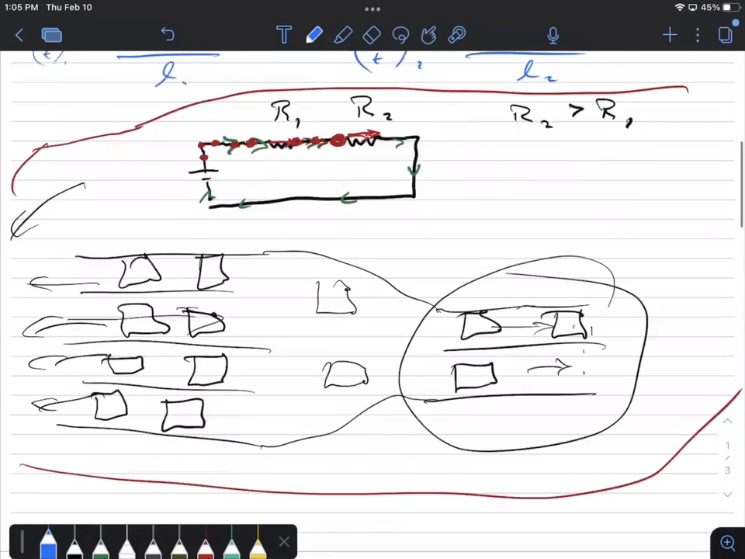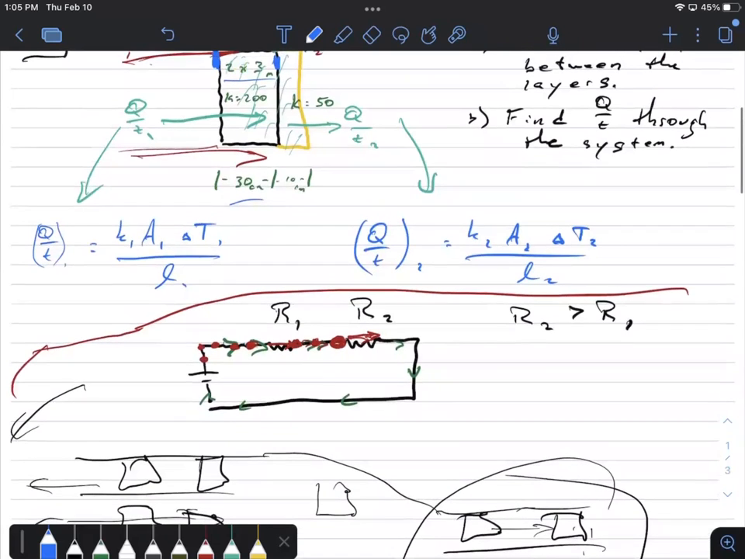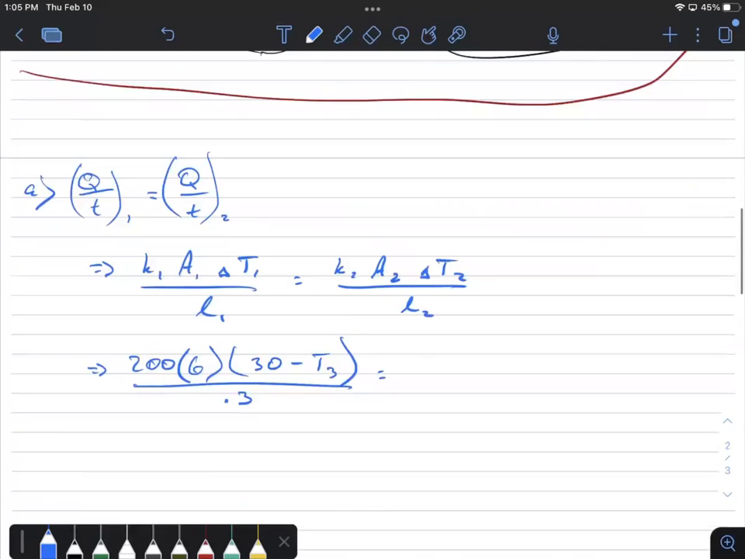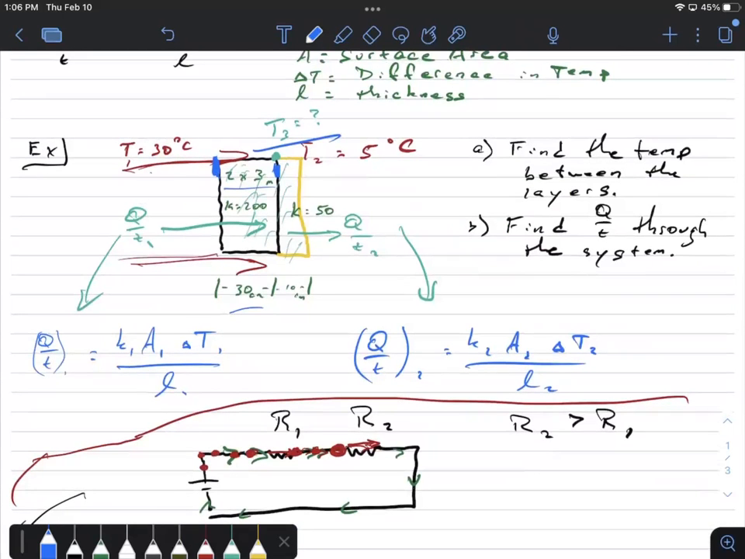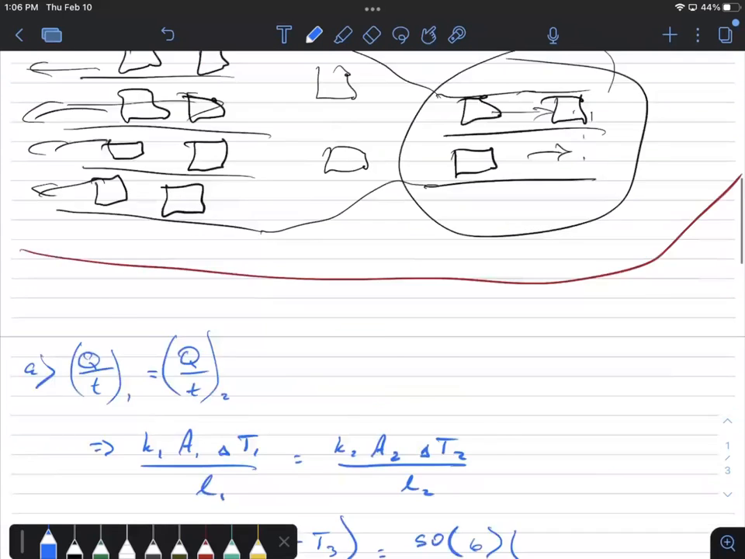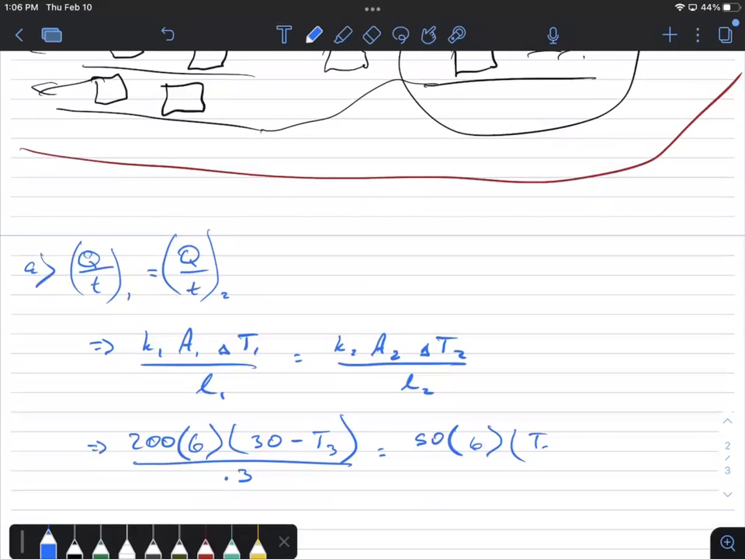Layer 2, the yellow layer. What's his conductivity? 50. What's his area? It's the same as the first layer. It's 6 meters squared. His delta T, again, because I chose left minus right for the first layer, I have to do left minus right for the second. Well, for the second layer, left is T3 and right is 5 degrees. So for here, it's T3 minus 5.